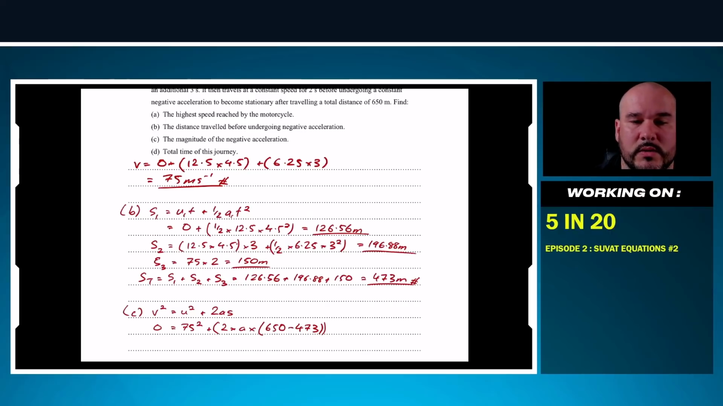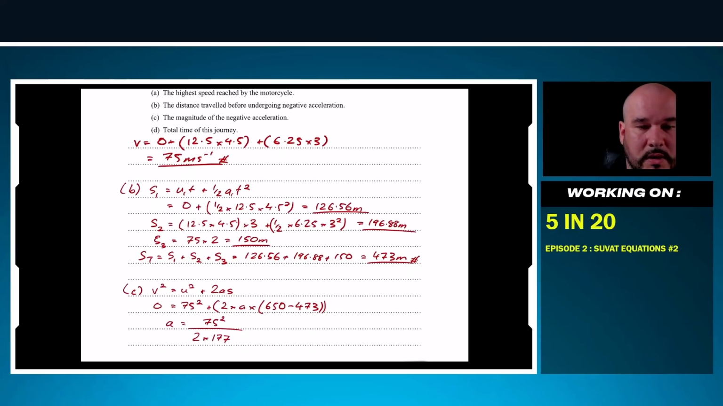So V squared is U squared plus 2AS. U again being 75 as per part A. Our acceleration is what we want to figure out. And then the displacement is just the difference between the total distance covered and the distance covered during the first 3 legs. So we plug all that in. We get 75 squared over 2 times 177, and we end up with 16 m/s squared. This is going to be a negative acceleration, so therefore negative 16 m/s squared.